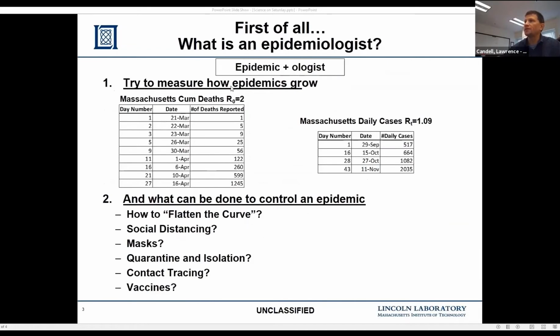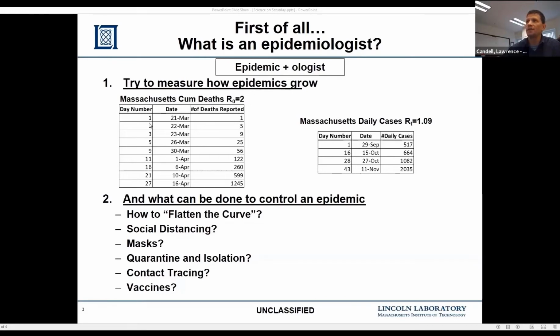And so when we want to know what an epidemiologist is, there are 2 pieces to it. First of all, when I talk about epidemiologists, I always break it down into 2 parts, right? So it's an epidemic plus an ologist. And ologists are things like a geologist or a radiologist or a dermatologist, different experts. And so this is someone who's an expert in epidemics.